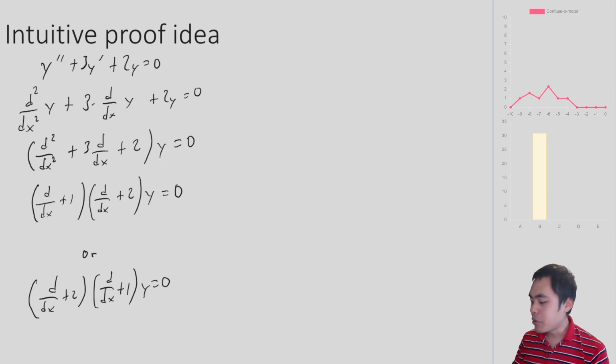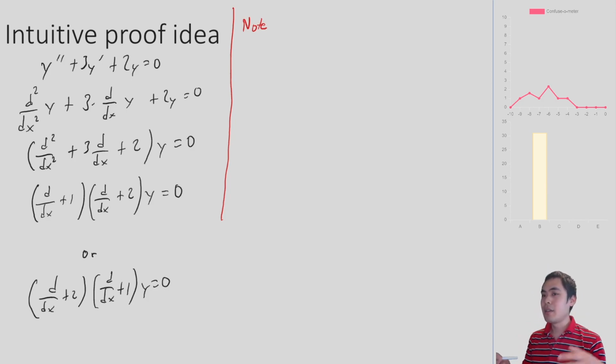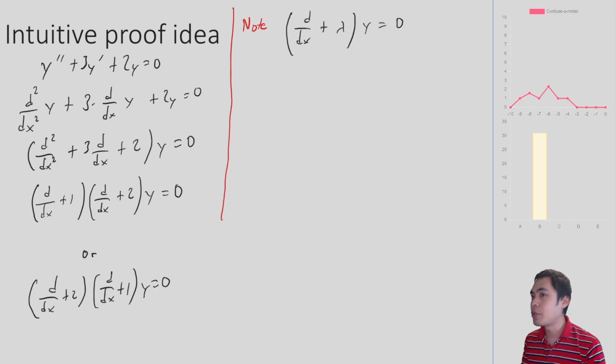Okay, so now the next thing we're going to do is first prove something. Note that these are all d over dx plus some constant. In fact, they're d dx plus some root of the polynomial. So I'm going to say (d dx plus lambda) y is equal to 0.